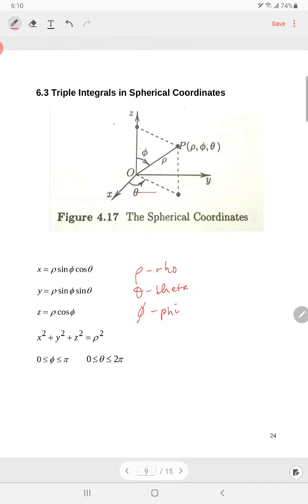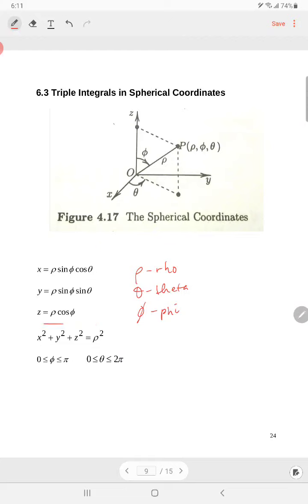Well, for theta, it's the same way as you measure theta in cylindrical. Phi is kind of an angle that you measure from the positive z-axis. Okay, and for rho, it's the distance between the origin straight line in 3D. Okay, it's different from r. R is the distance from the origin that you measure on the xy plane, but rho here is in 3D, xyz space.